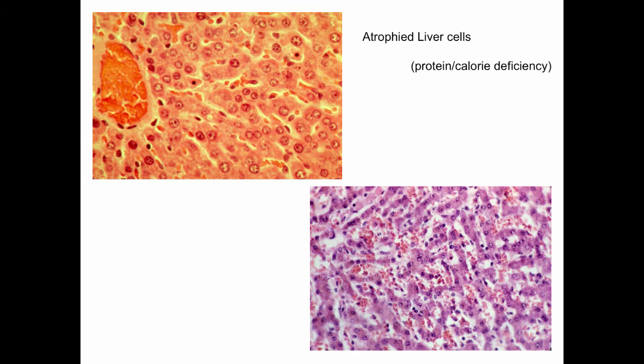Pathological atrophy tends to happen because of two causes: either a decreased functional demand or a decrease in growth stimulation.